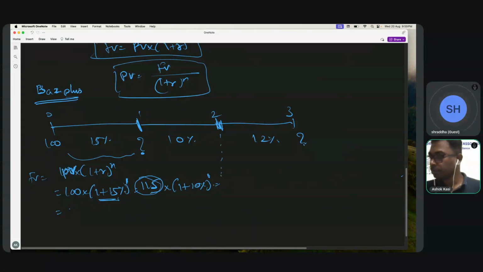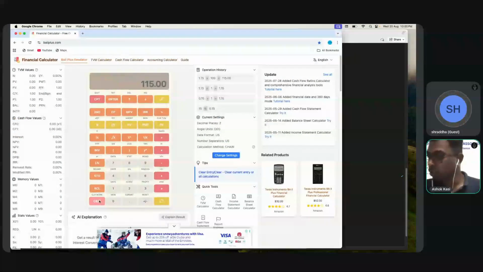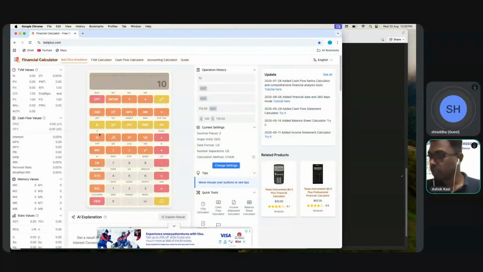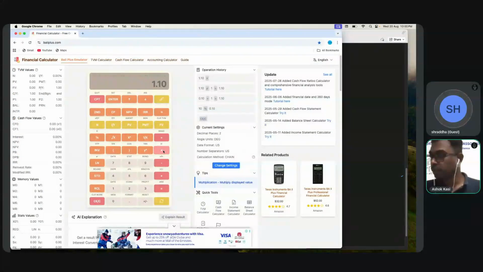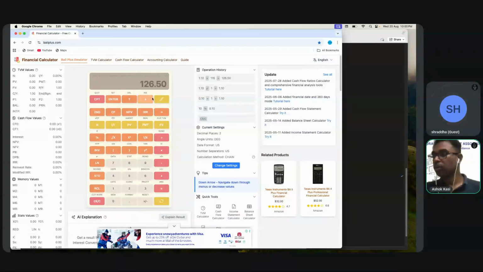Okay. So now how do I calculate? In the same way, 10 percentage plus 1 raised to 1. 10 percentage is over here on the left hand side. 10 percentage plus 1 equal to 1.10 raised to 1 equal to 1.10. This part I have solved, multiplied by 115 equal to 126.50.